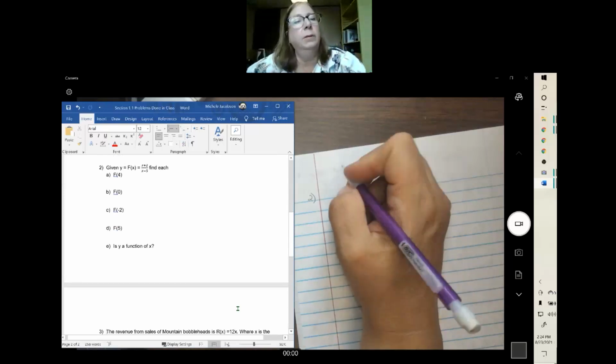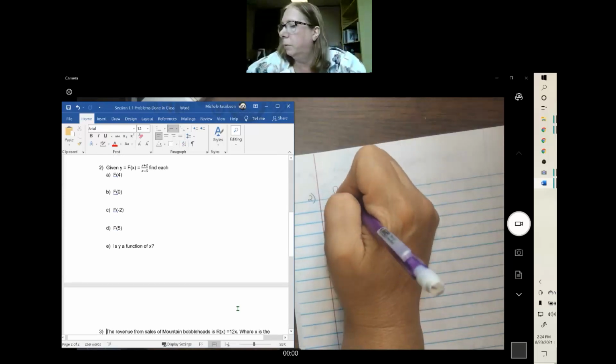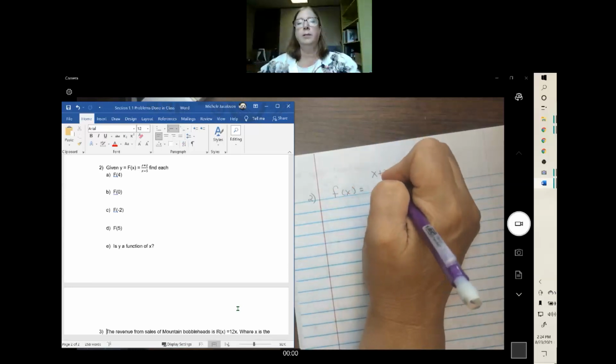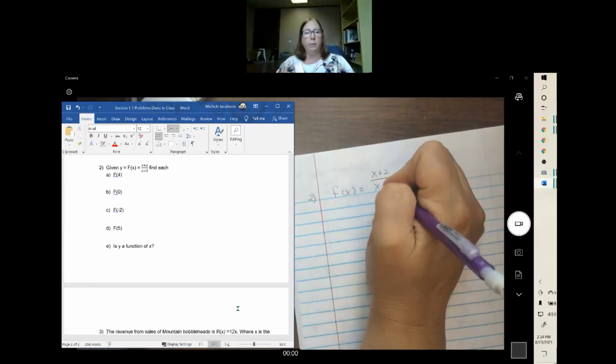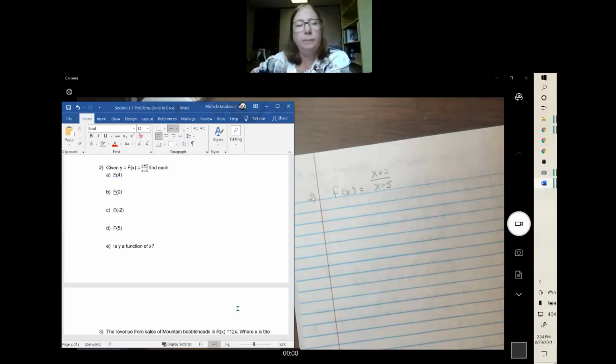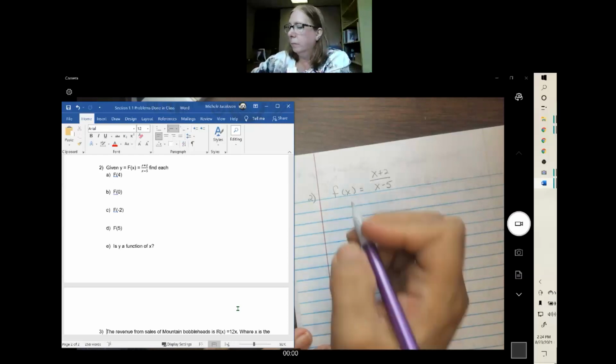Number 2. F of x equals x plus 2 over x minus 5. So in this case, they're giving us an equation instead of a table, and we need to find values.